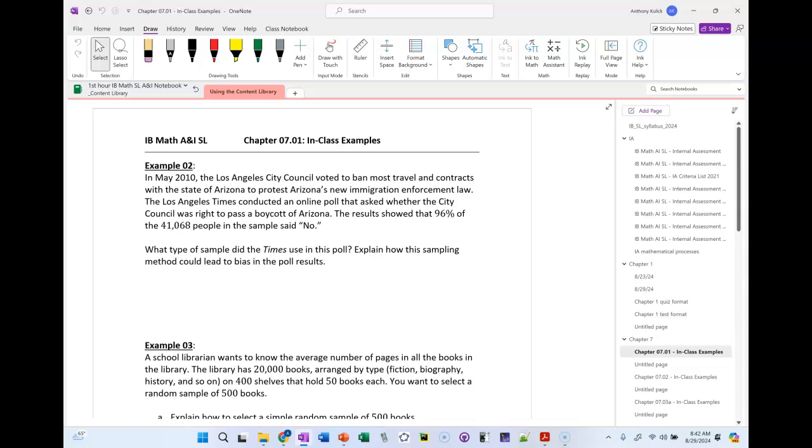This is voluntary response because you flooded it to basically everybody and just waited for whoever cared to send it, cared to do it, did it. That's it. Everybody's okay?